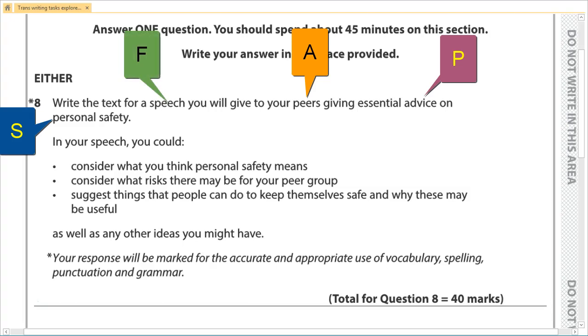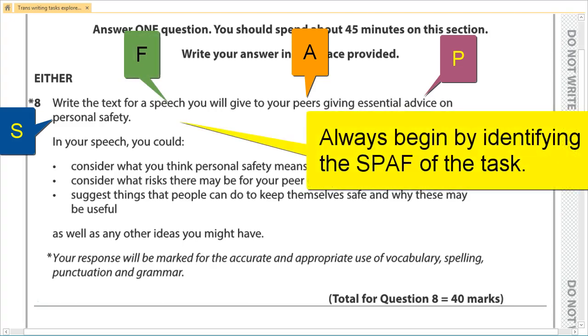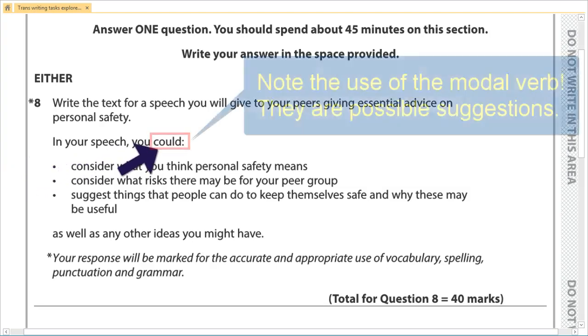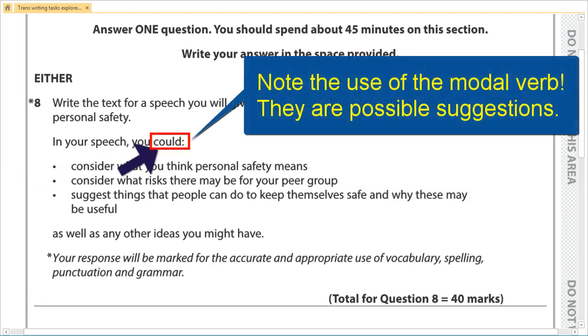That suggests that it's more formal than something like a talk or a presentation, so you would be expected to use slightly more formal language in there. So from that main question we've been able to identify the subject, the purpose, the audience and the form. Underneath the main question you are given 3 bullet points to help you get started. You do not have to cover these bullet points in your response if you don't want to. They're there to help you.